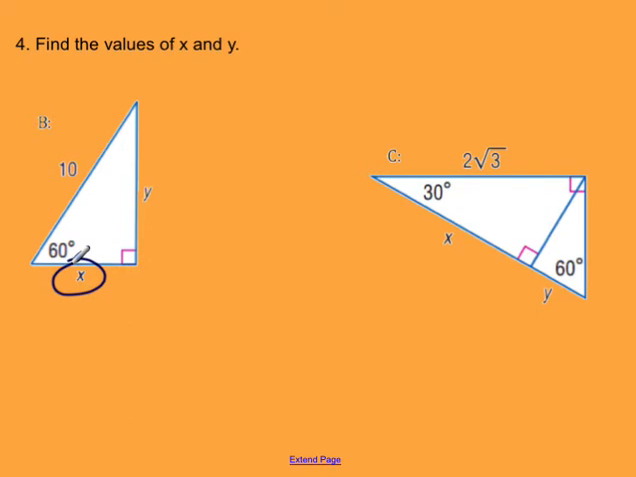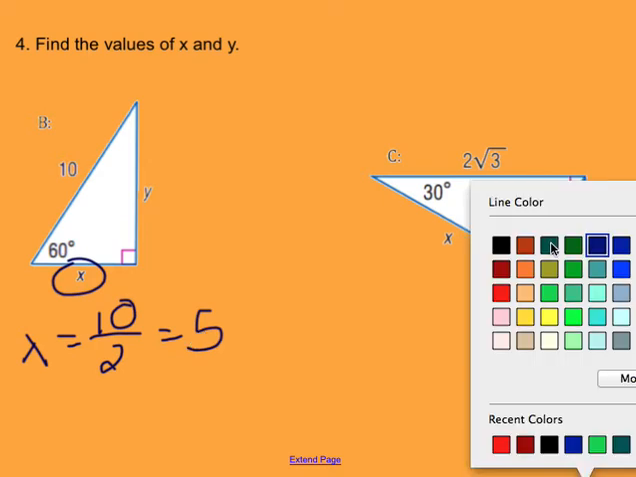Well, let's start by finding our short leg because that's only one step. If you're given the hypotenuse, to find the short leg, you need to divide by 2. So we're going to take our hypotenuse and divide it by 2, and that gives us 5. Now we want to find our long leg.